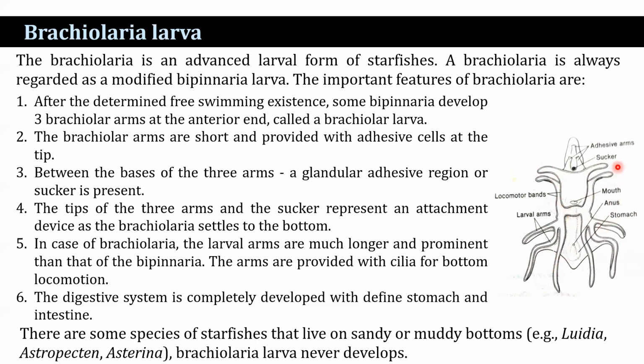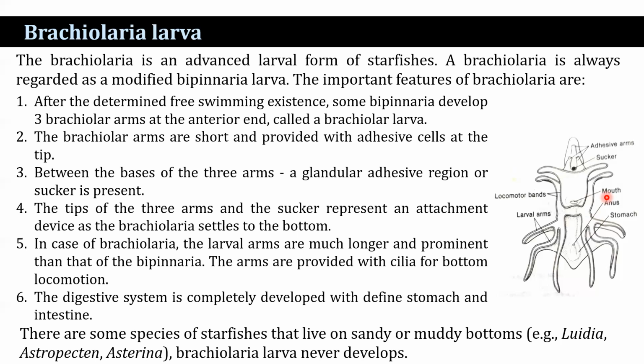These are the locomotory bands here, at the anterior end, known as the brachiolar larva. The brachiolar arms are short and provided with adhesive cells at the tip. Between the bases of the three arms, there is a glandular adhesive organ, that is a sucker, present here. The tip of the three arms and the sucker present an attachment device as the Brachiolaria settles to the bottom.